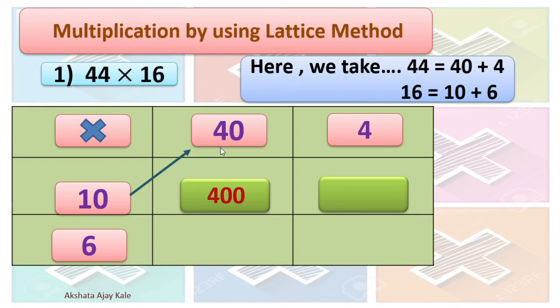Our work is over here. Now 10 multiplied by 4. 10 fours are 40. Correct? Now the work of 10 is over.